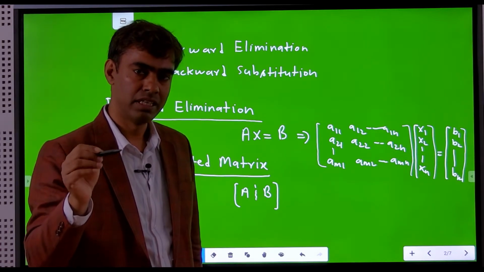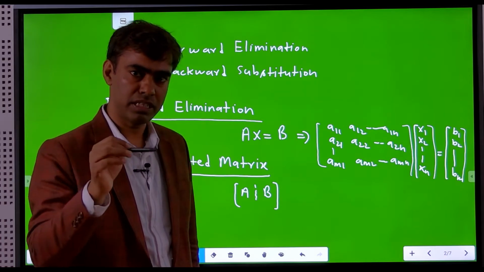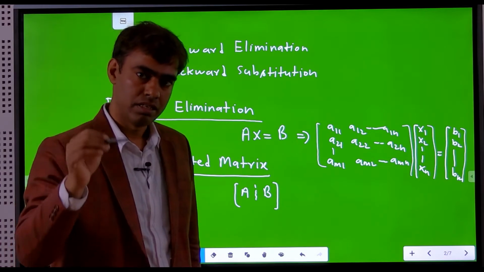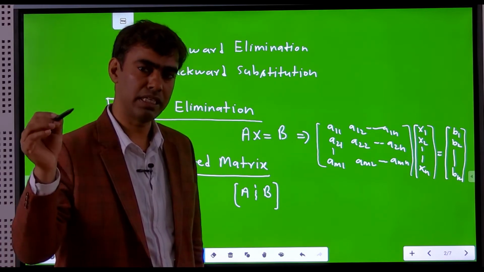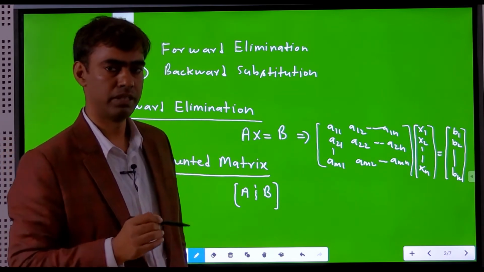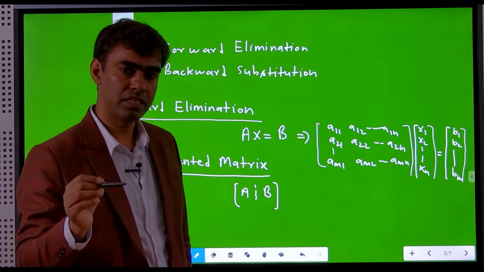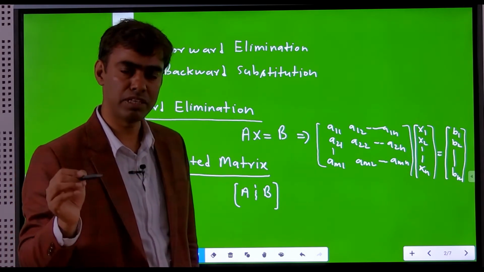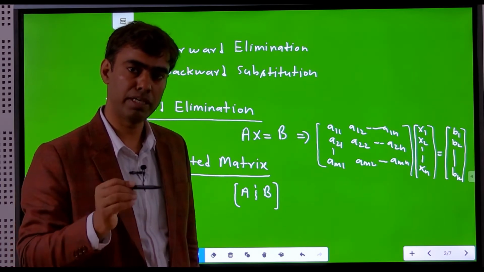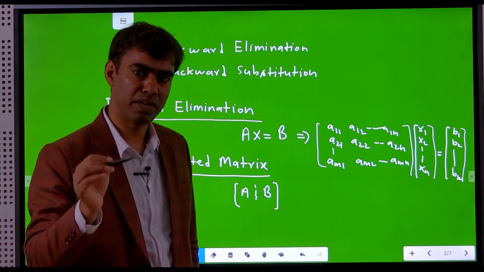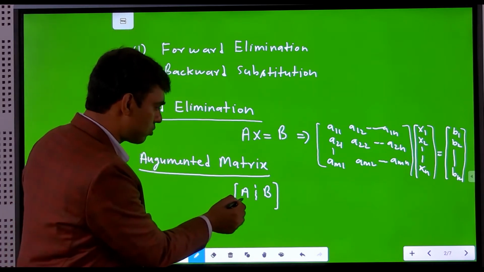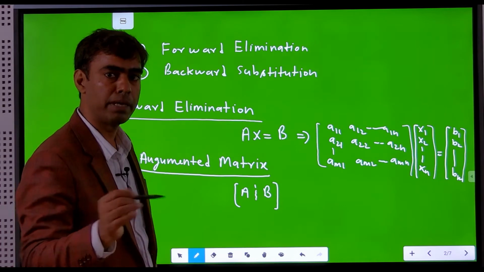First we eliminate, except the first element of the first column, all the elements of the first column equal to 0. Then we repeat this process for the second column starting from the second row, the third column starting from the third row, and so on. So our aim is to convert the given system of linear equations into an upper triangular form. Upper triangular form means we try to convert the matrix A into an upper triangular matrix.